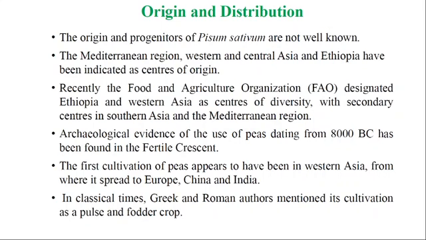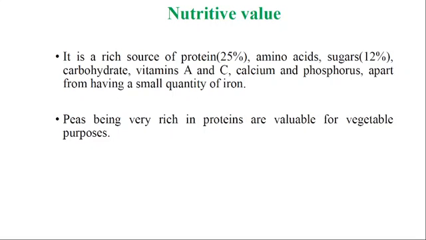Archaeological evidence of the use of peas dating to 8000 BC has been found in the Fertile Crescent. The first cultivation of peas appears to have been in Western Asia, from where it spread to Europe, China, and then India. In classical times, Greek and Roman authors mention its cultivation as a pulse and a fodder crop. We all know the nutritive value of this pea.